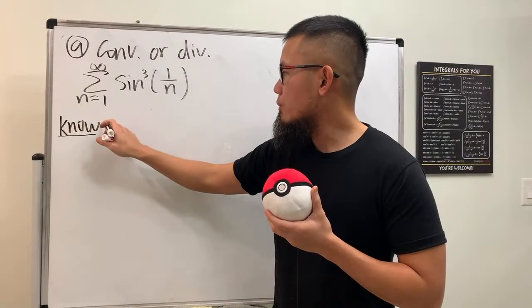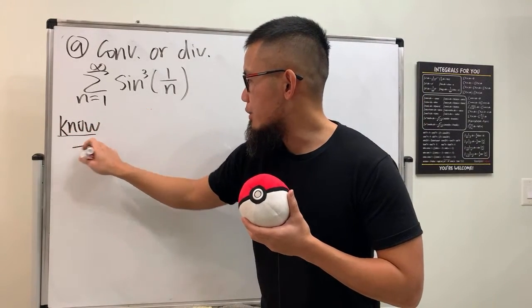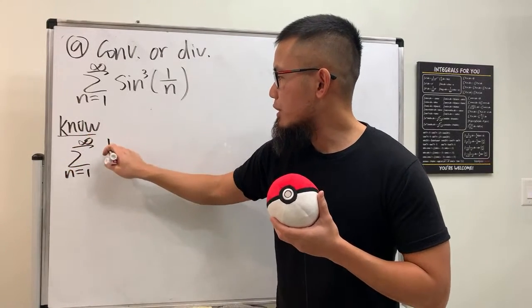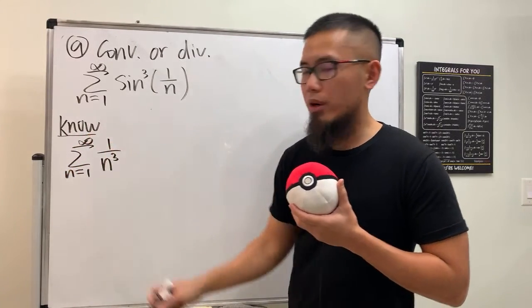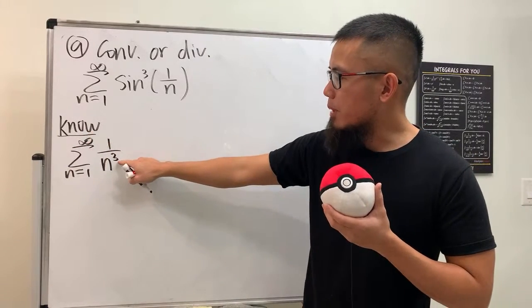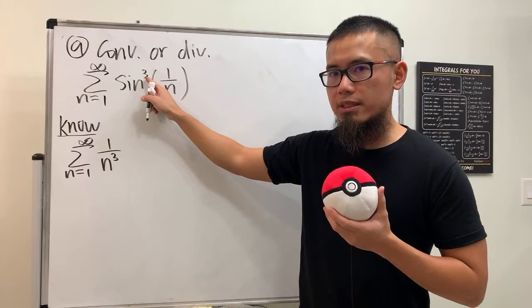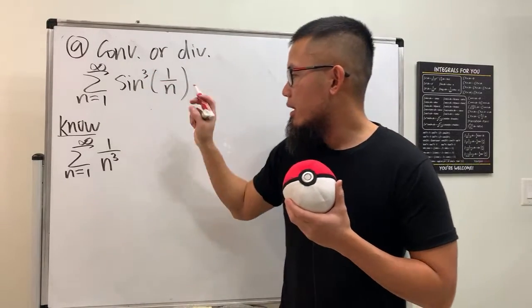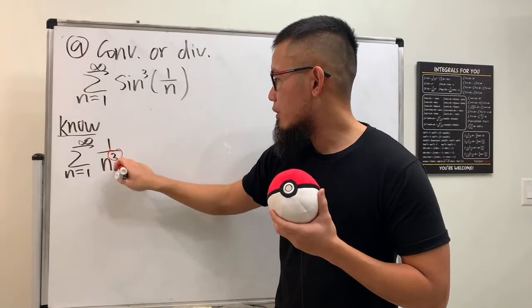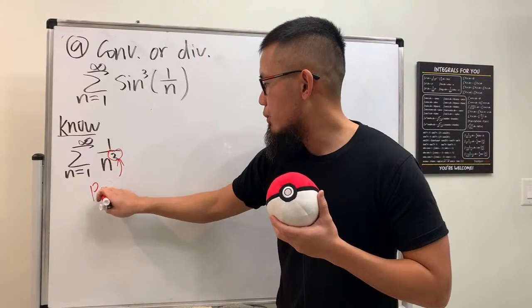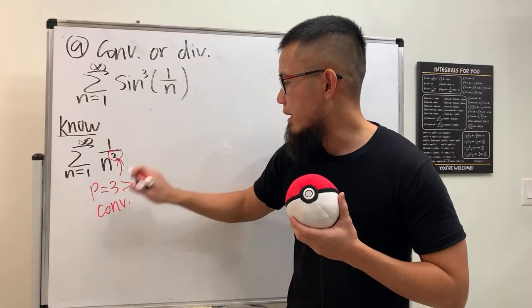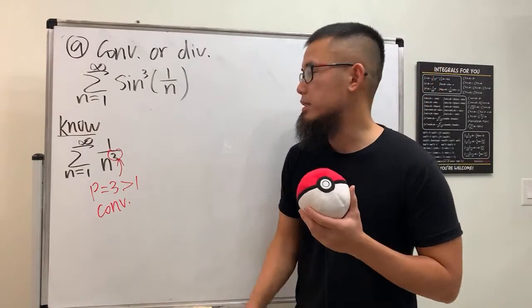So we know the series as n goes from 1 to infinity of 1 over n to the third power. The reason I have the third power is because I want to match with this third power for the sine, and you'll see it works out very nicely. Say p is equal to 3, which is greater than 1, therefore this converges by the p-series. So we know about this.